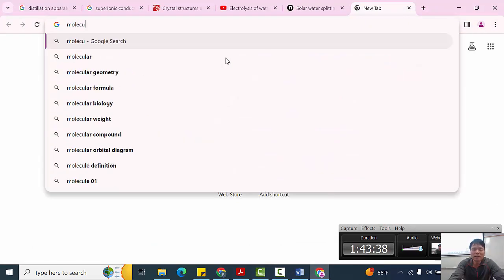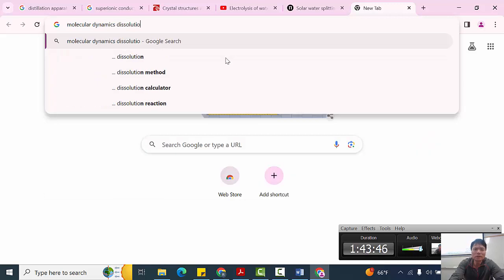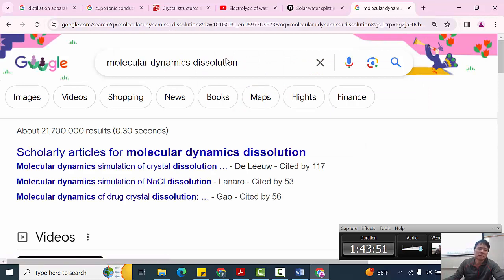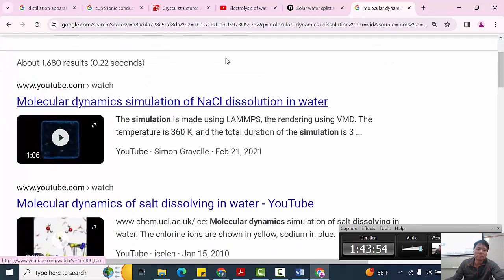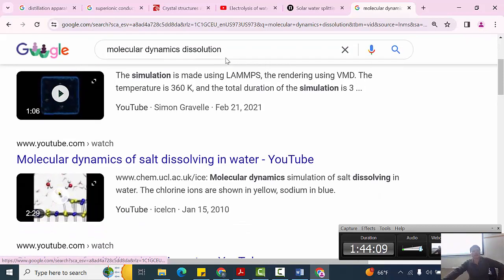Do you remember molecular dynamics? This process is called dissolution. This is just using quantum mechanics. These quantum mechanics calculations are kind of difficult to do. Ooh, there's one from UCLA. Let's take a look. Oh no, that's not UCLA. It's ucl.ac.uk.